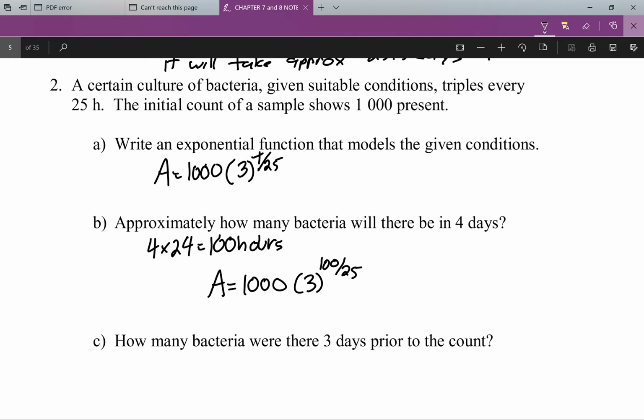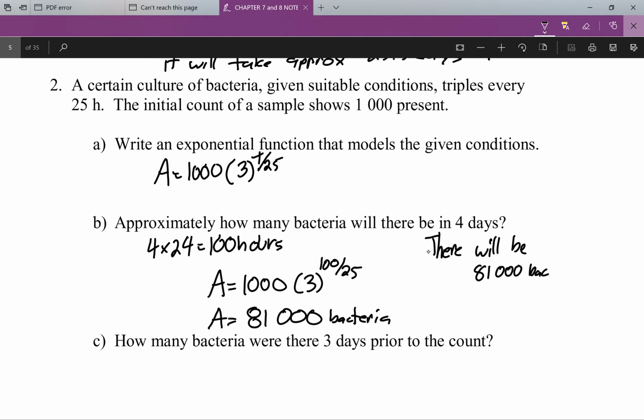And quickly punching this into our calculators, we get that my A is going to equal 81,000 bacteria. So I'm just going to put this in words. There will be 81,000 bacteria.